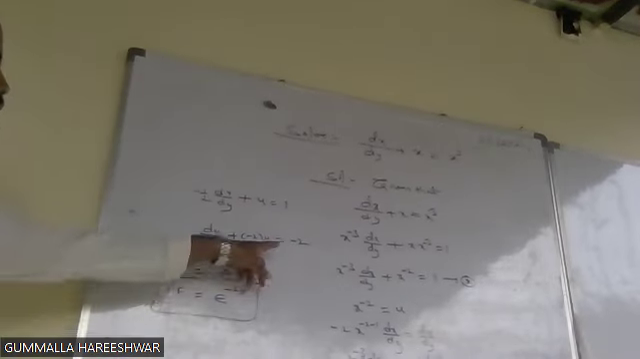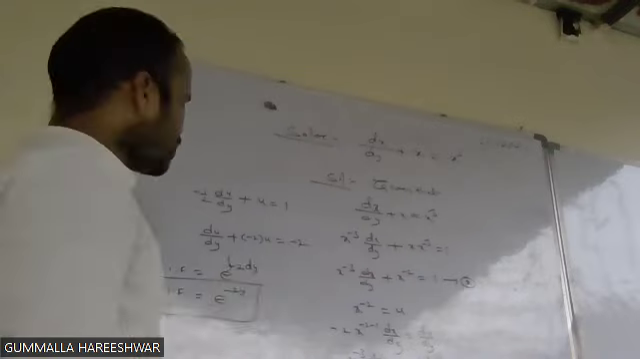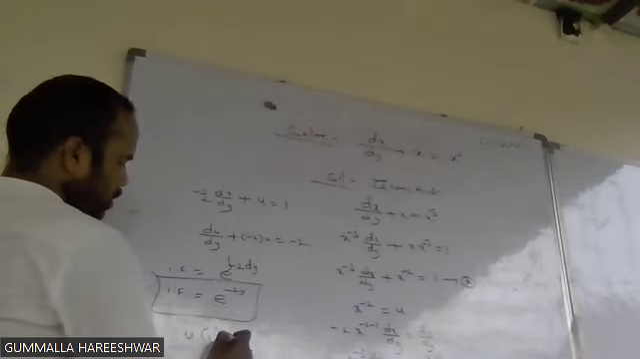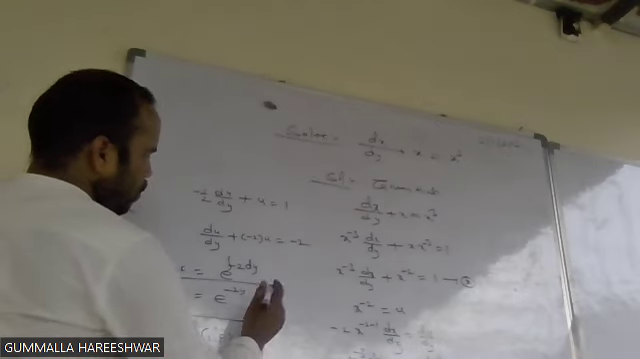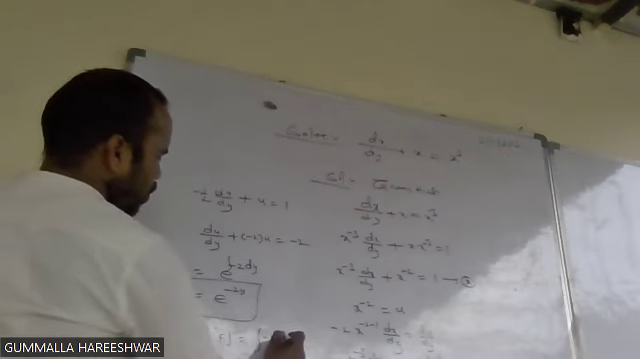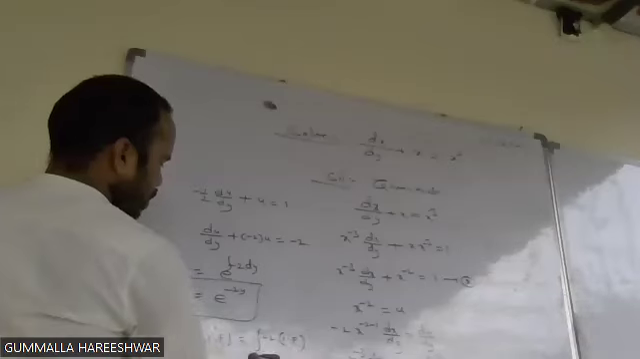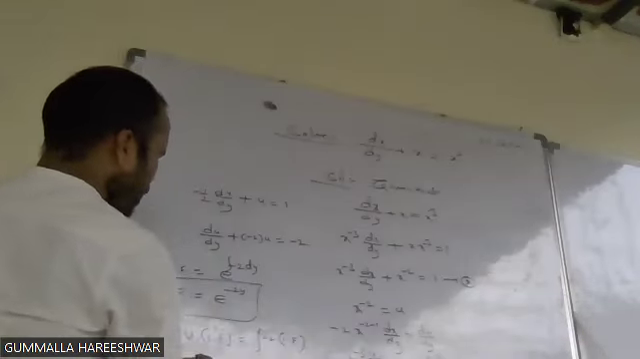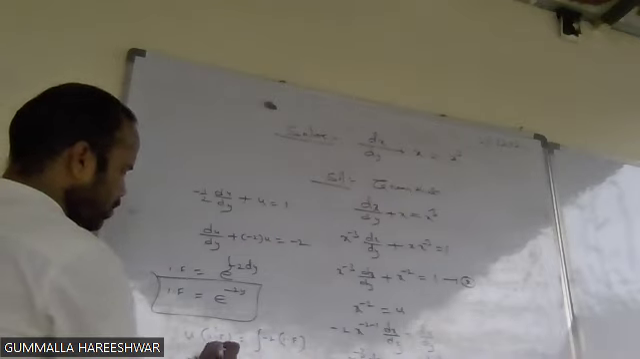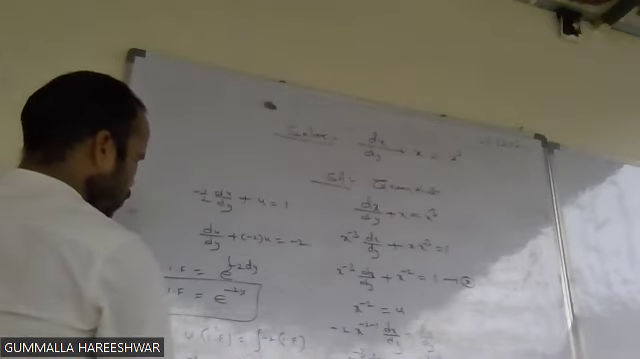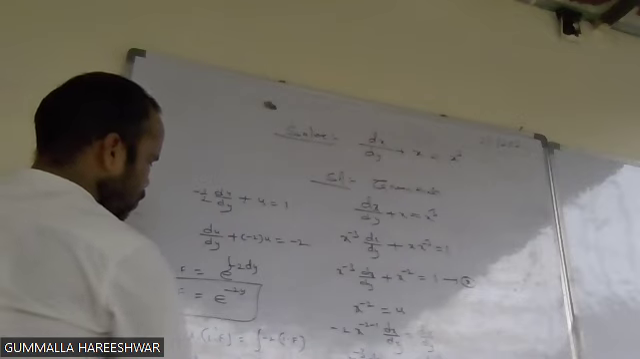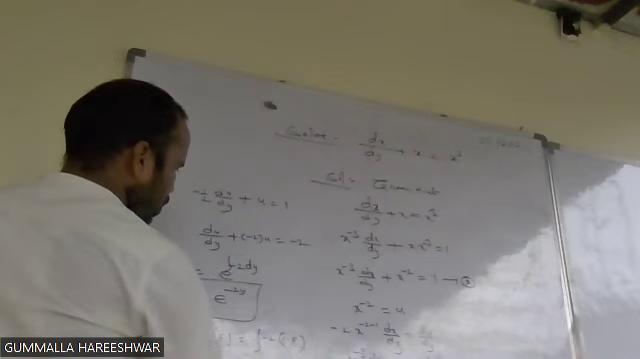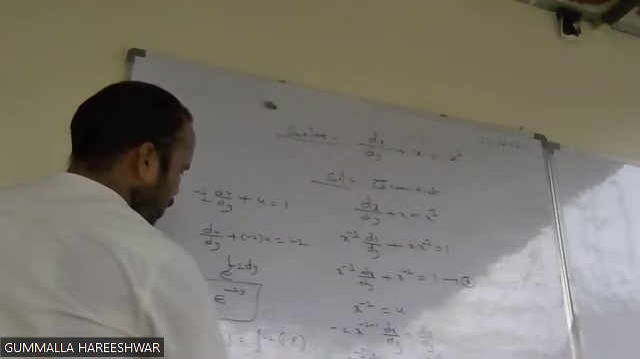The general solution of this equation is u into the integrating factor equals integral of q into the integrating factor. What is q? Q is minus 2. So x power minus 2 into the integrating factor e power minus 2y equals integral of minus 2 e power minus 2y dy.